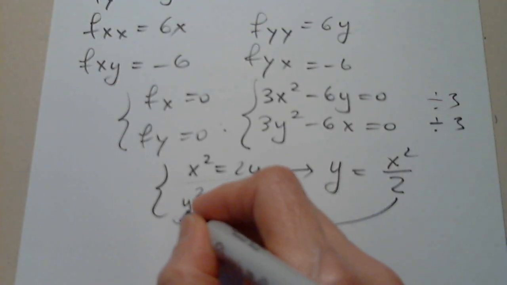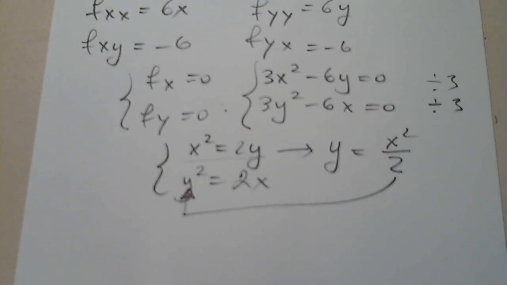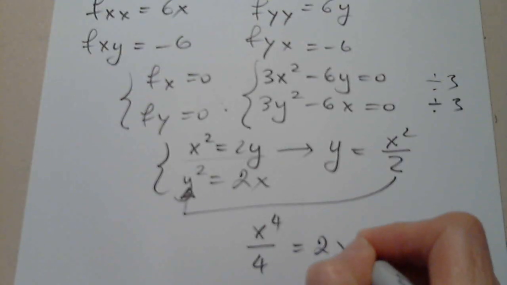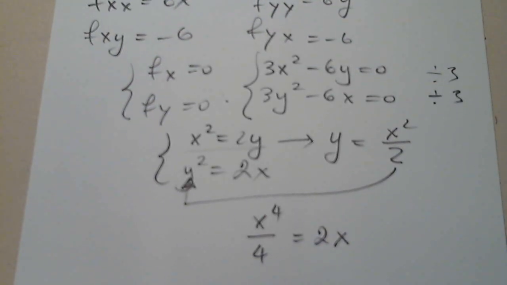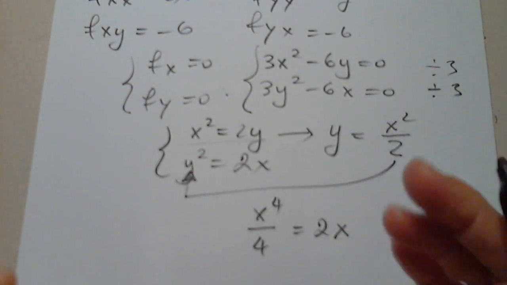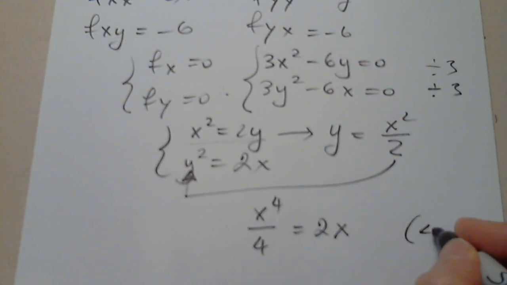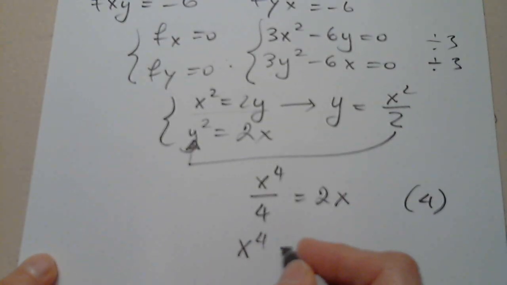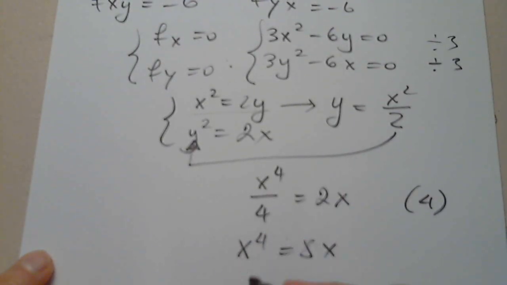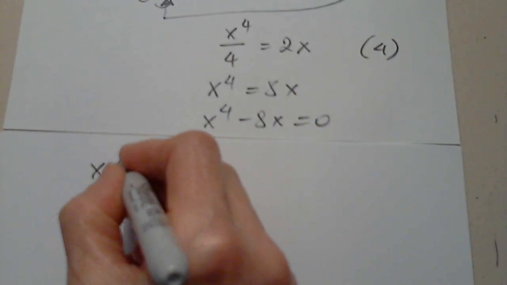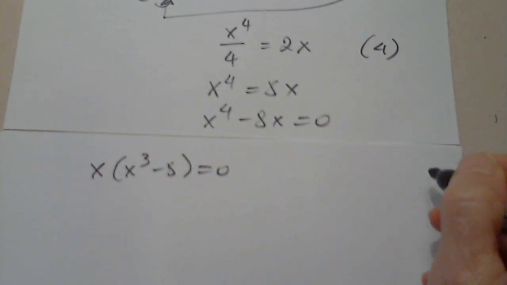You have to plug it back in the second equation, and you have to square it. So this is x to the 4th divided by 4 equals 2x. Now obviously, I have to multiply both sides by 4. So I have x to the 4th equals 8x. I move 8x to the other side now because this is a polynomial, and I will factor out x. And I have x times x to the 3rd minus 8 equals 0.